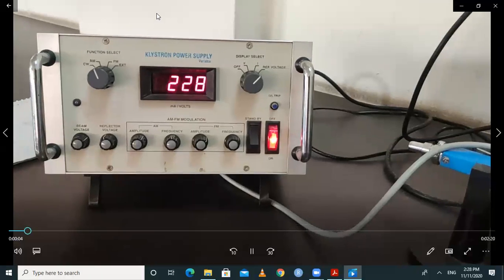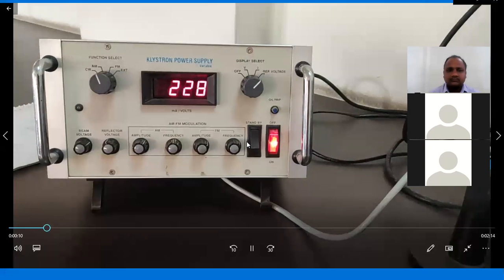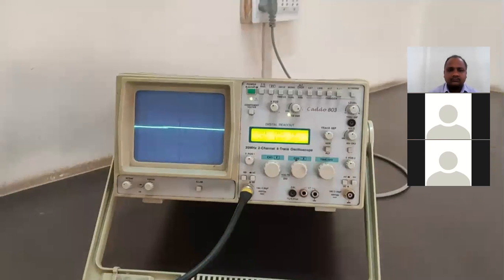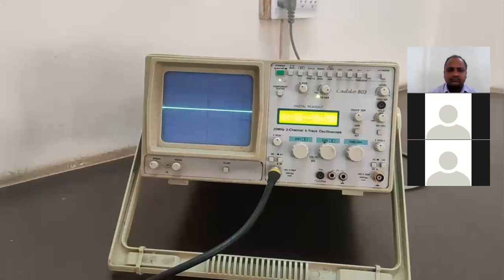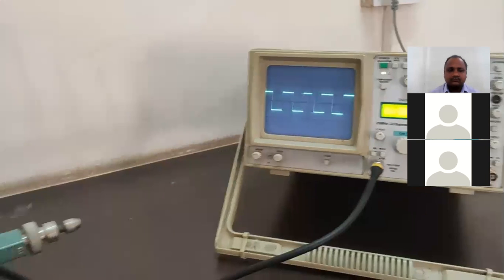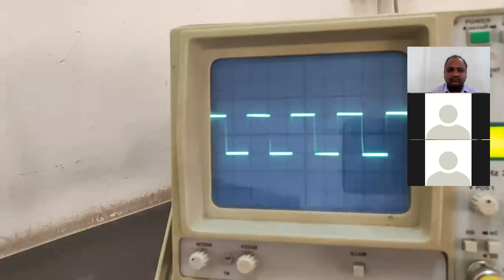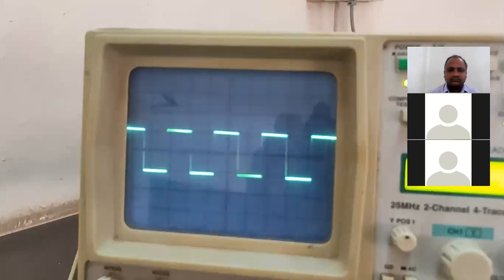Then you have to move the repeller voltage until you get the first mode of the klystron. For observing the mode, you have to go to the CRO. Here I am moving the repeller voltage knob until I get the first mode of the klystron. So at a voltage equal to 197 volt, I am getting the first mode of the klystron, and say this may be the voltage V1, and I have to measure this voltage.